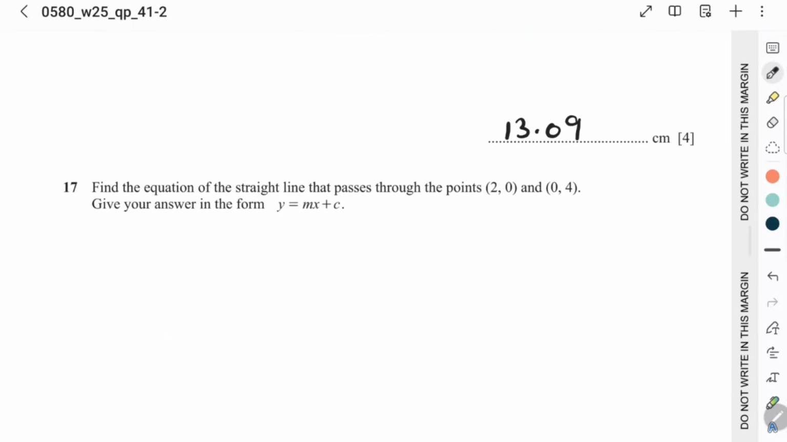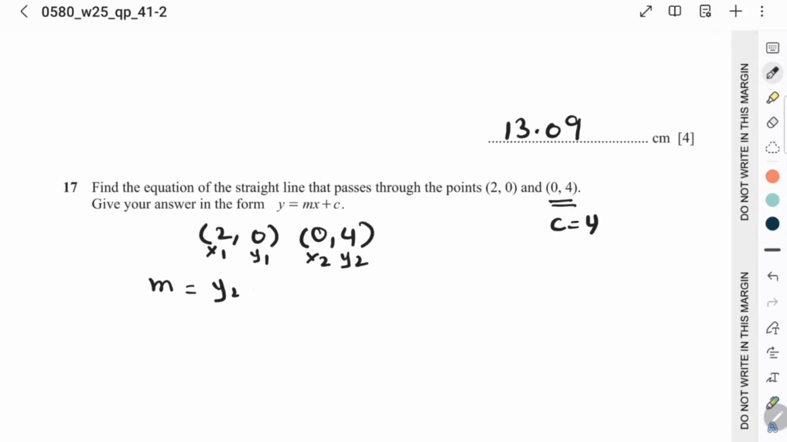Find the equation of the straight line that passes through 2, 0, and it's also passing through one more point, which is 0, 4, which shows that the y-intercept is 4. If you don't remember, then obviously you will do everything, and it's a 3 marks question, so I'm doing everything here. First, find out the gradient. You must know that you need a gradient and a coordinate to find the equation of a line. So the coordinates are 2, 0, and 0, 4. x1, y1, x2, y2. The gradient is equal to y2 minus y1 upon x2 minus x1.